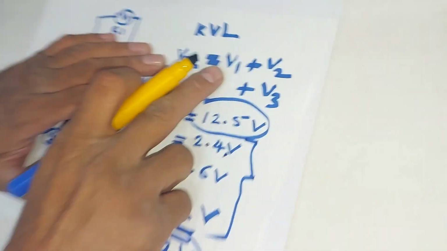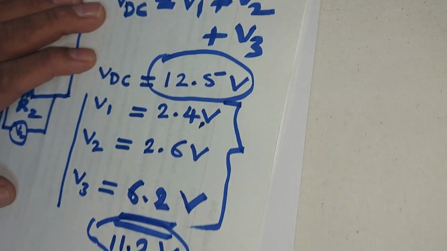So in this way we have got here VDC equal to V1 plus V2 plus V3. So in this way we have verified Kirchhoff's voltage law. So first we have verified Kirchhoff's current law as well as Kirchhoff's voltage law.